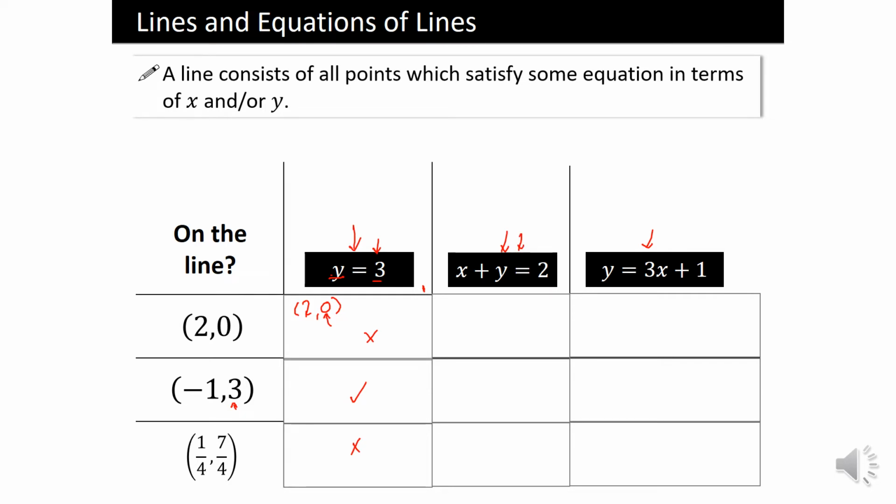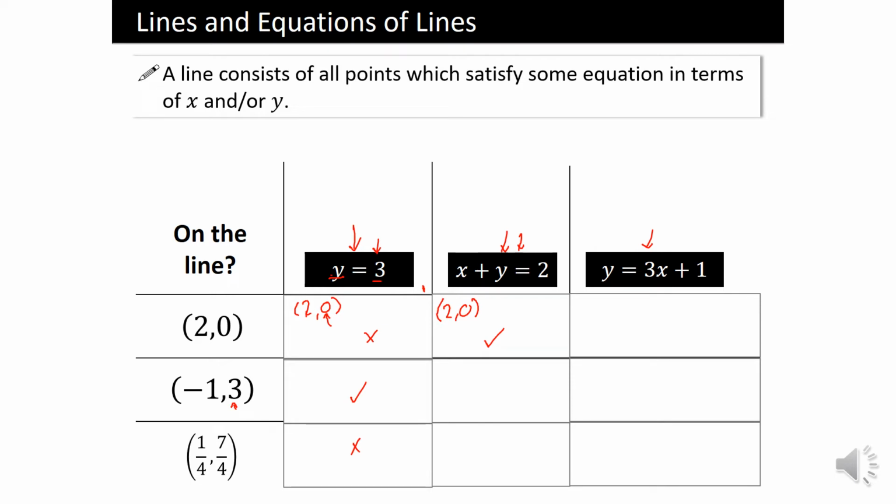We've got x plus y equals 2. Basically we just need to see if the x coordinate plus the y coordinate equals 2. If it does, it's fine, it's on the line. If it doesn't, it's not on the line. So let's check this. So 2, 0. So 2 add 0 is 2. So that one would be on the line. 2, 0 is on that line.